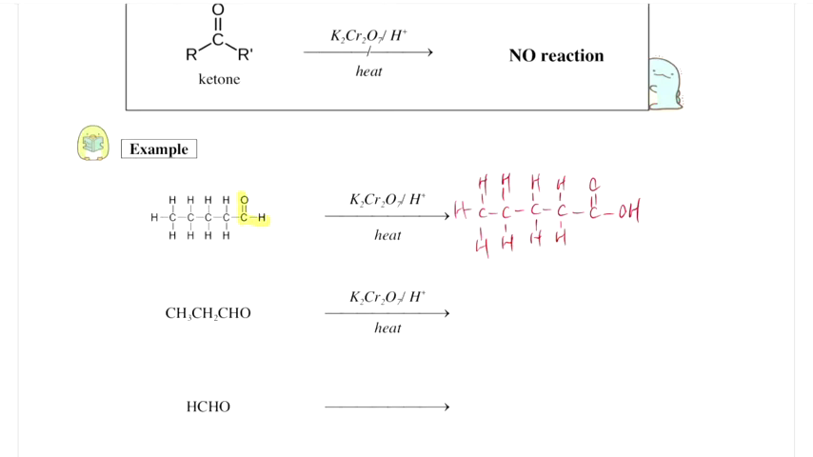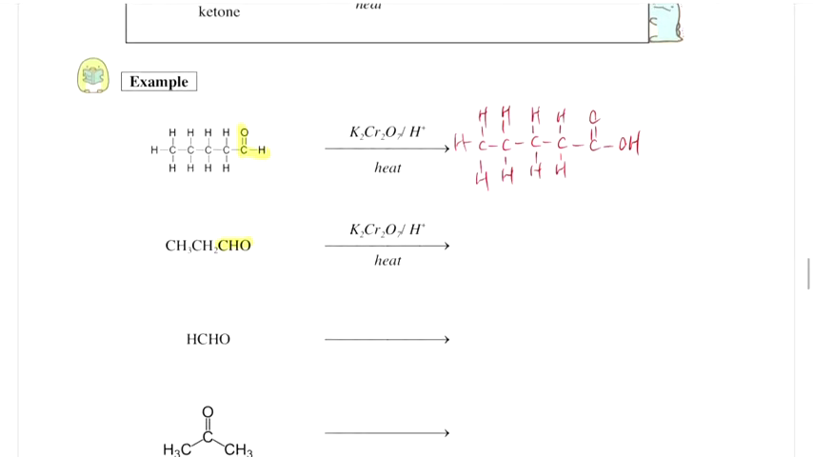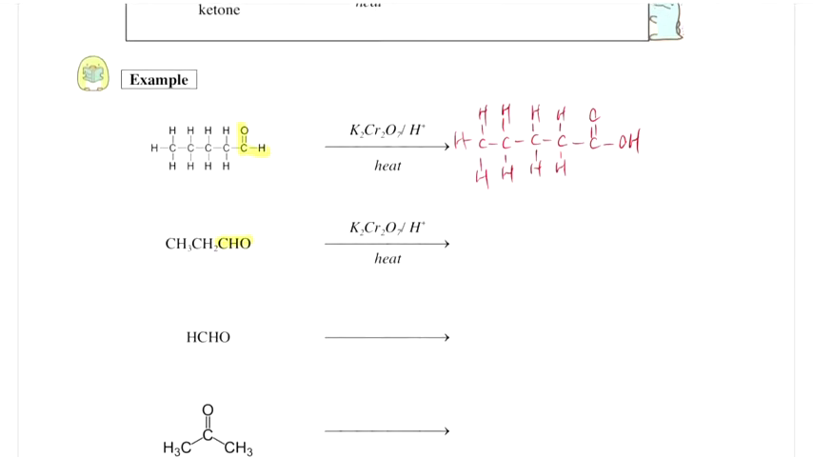Second example, again, we highlight the carbonyl group first. This one is an aldehyde, so if we put it with potassium dichromate in acidic condition and then heat it, then we will be able to oxidize it and turn it into a carboxylic acid. Okay, so here we turn the C double bond O to COOH group, and then we write the rest of the carbon chain.